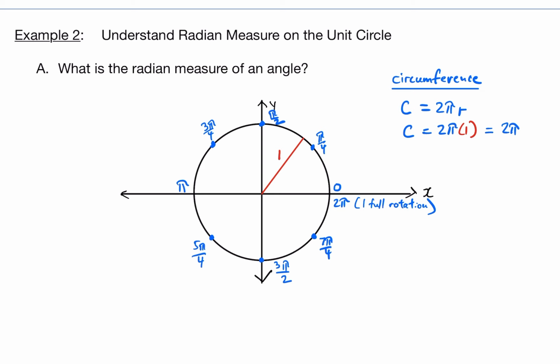Now, we'll cover this in a little more detail in a minute, but I mentioned that when we go half a rotation, we know that's 180 degrees. 180 degrees is in degree measure. However, in radian measure, 180 degrees is equivalent to pi, okay? So a full rotation, which is 360 degrees, in radian measure, is 2 pi, okay?